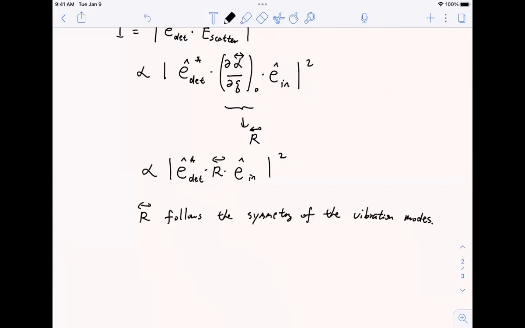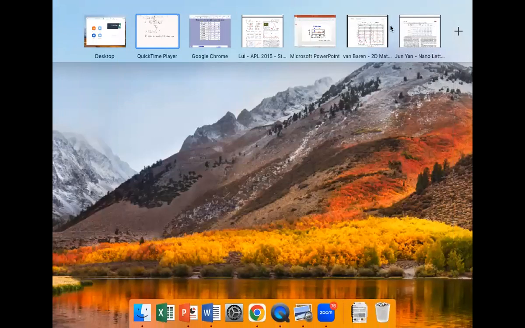The vibration mode. So each phonon will have the corresponding Raman tensor, and that corresponds to the symmetry of the vibrational mode. So we're going to consider some simple cases, how to apply the group theory to get the Raman selection rules.